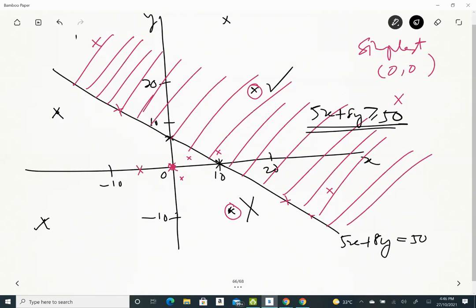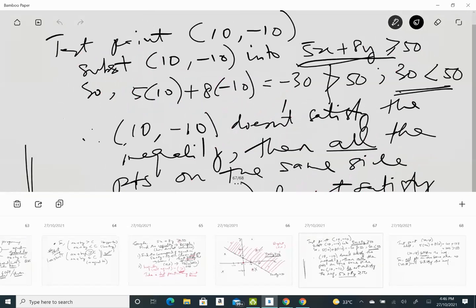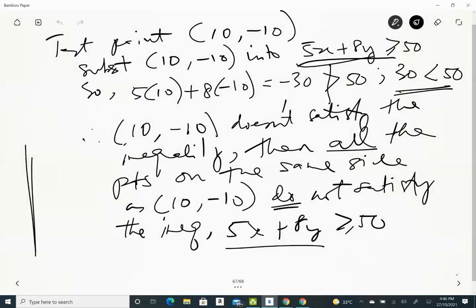So you write down. So if the test point satisfy the inequality, then all the points on the same side as that point will satisfy the inequality. Okay. And if the test point does not satisfy the inequality, then all the points on the same side as that test point that you choose will not satisfy the inequality. Okay. Do you get the idea? Anybody has a problem with that?